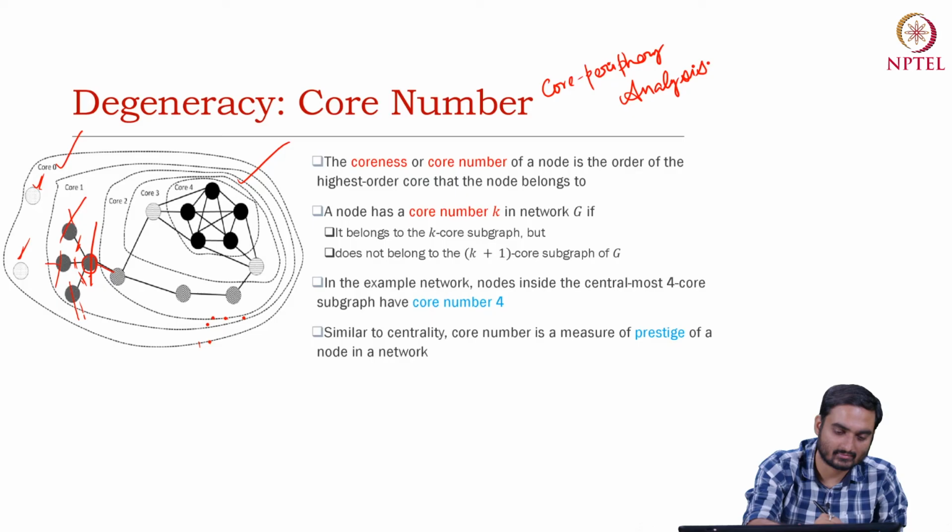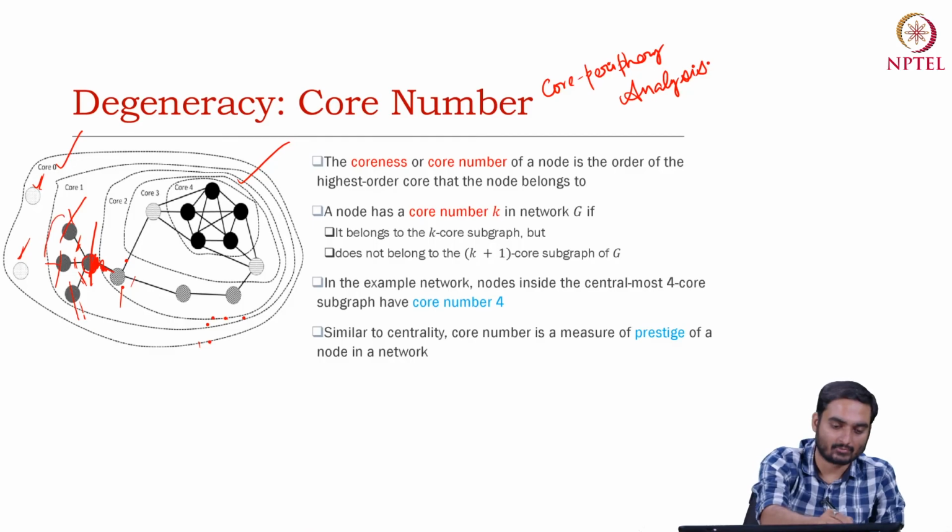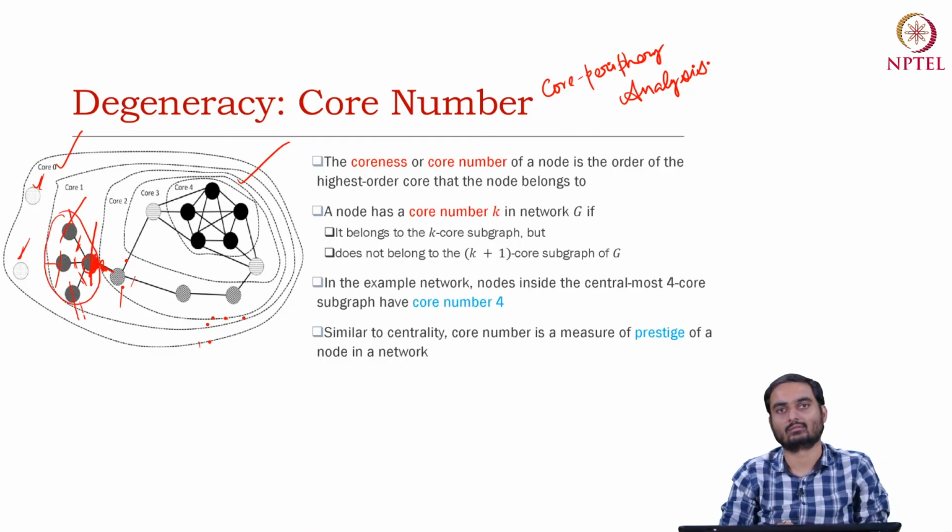Right? So if you remove this node, you will see that you will have only this node, and this node, you see that this node will have degree 2. Other nodes will also have degree 2. So these 4 nodes will constitute core 1 set.